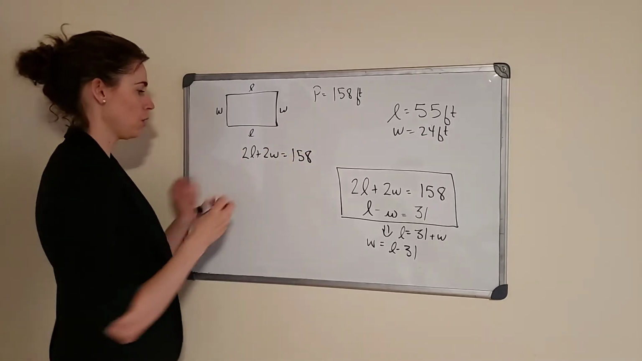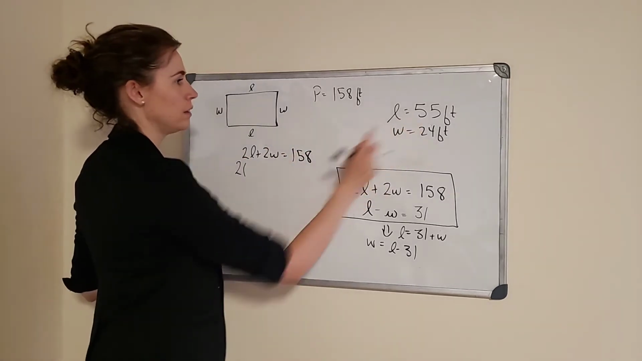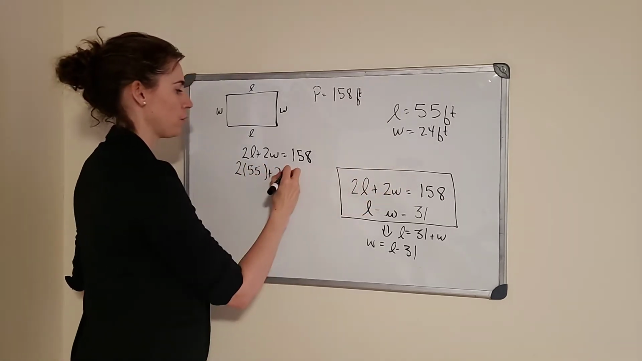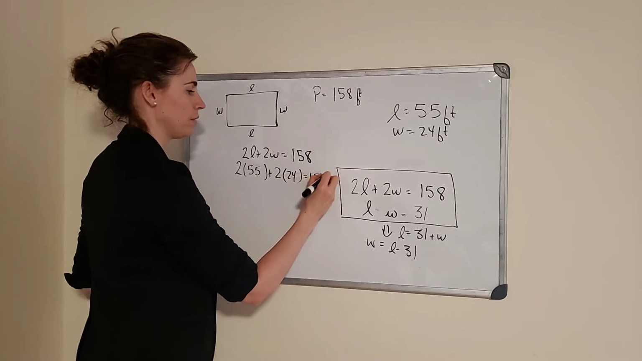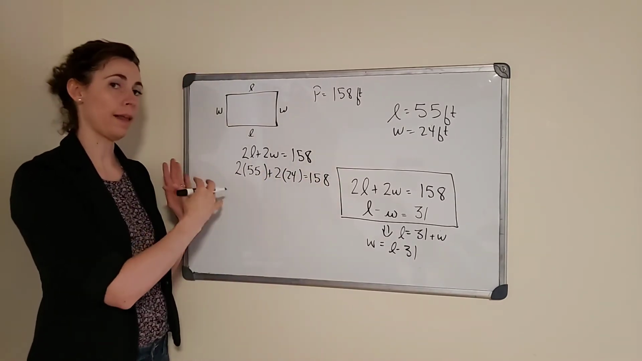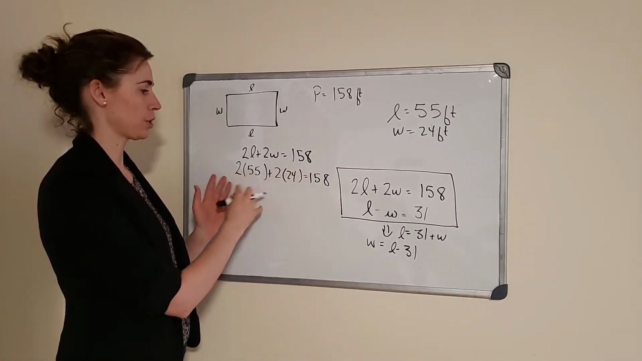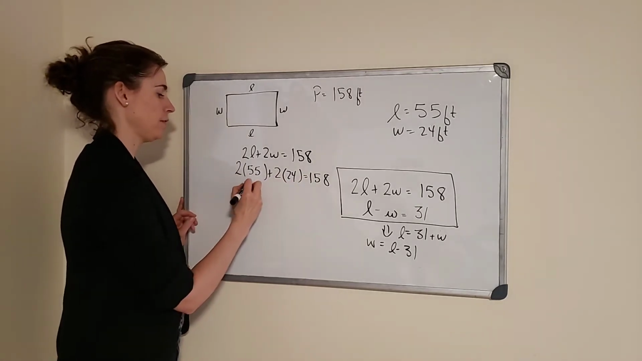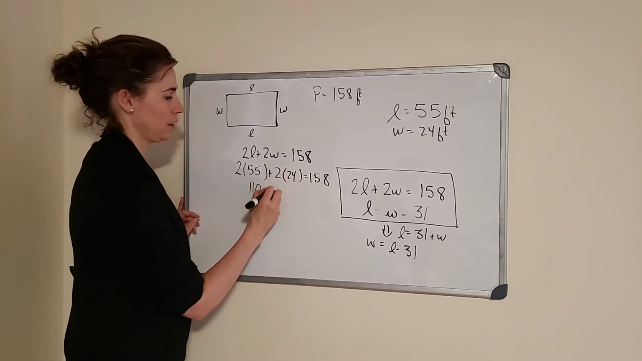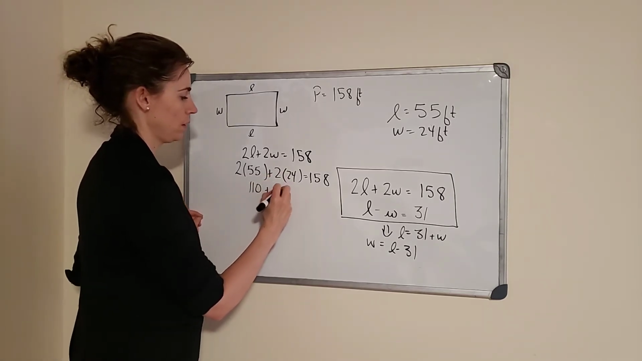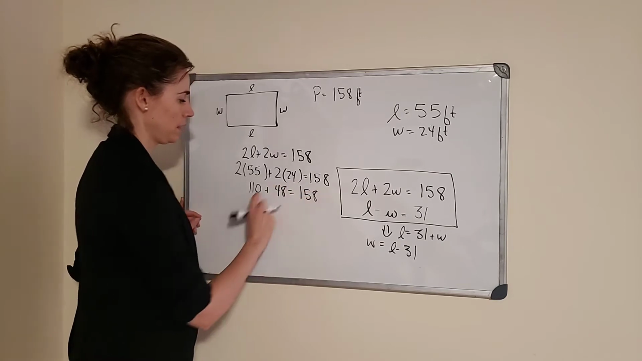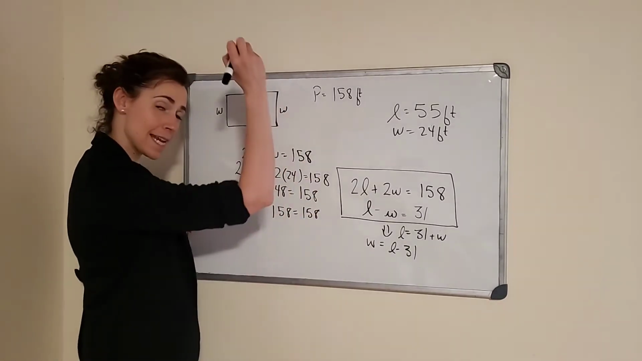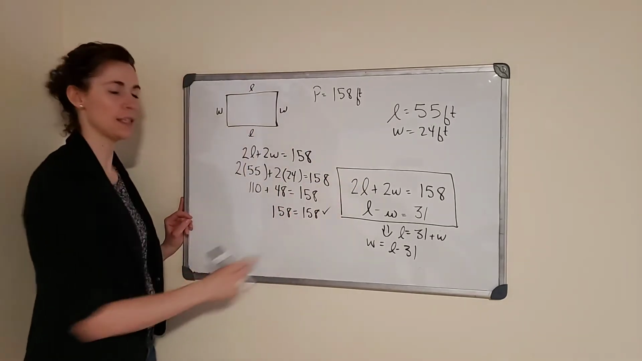All right, so if our L is 55, we're going to put that in for L. Our width, 24, let's put that in for W, 158. So again, I'm hoping that the left side equals the right side and that these numbers are true and accurate, that this could work. So 2 times 55, 110. 2 times 24, 48. Is 110 plus 48 158? Oh, yes, indeed. So my left side does equal my right side.